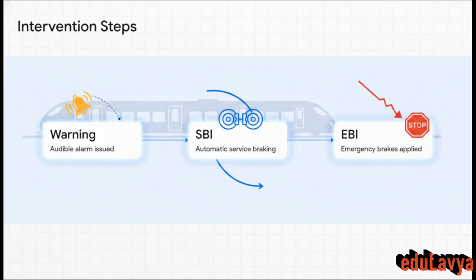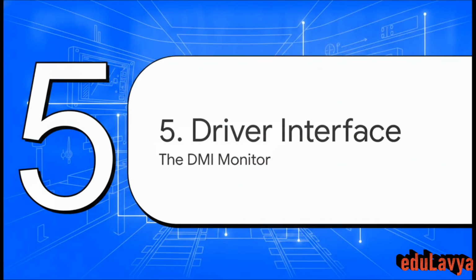Step 3 is the big one, emergency brake intervention, or EBI. If the train speed is so extreme that it blasts past the SBI limit entirely, full emergency brakes are deployed. It's just a flawless automated escalation from a human warning to total machine takeover. And finally, Section 5, Driver-Machine Interface.